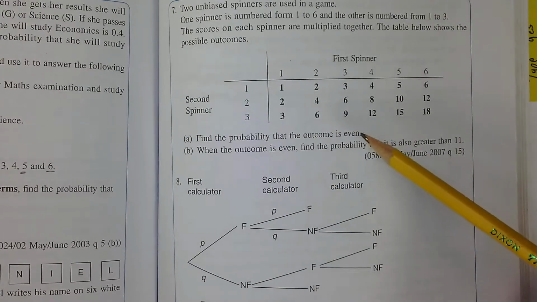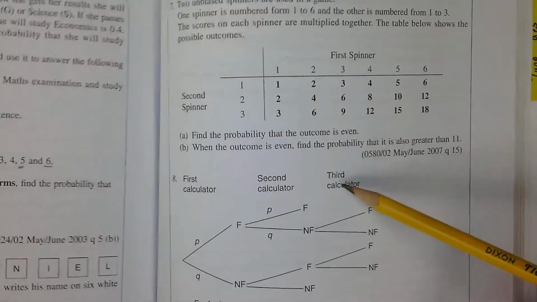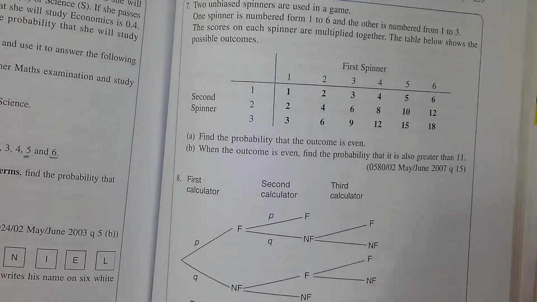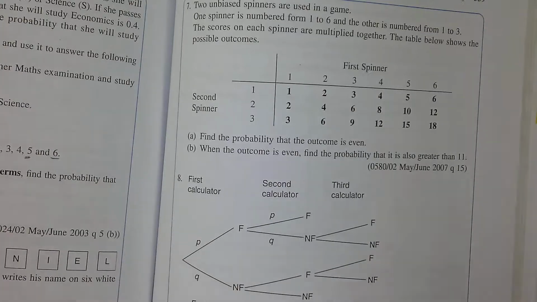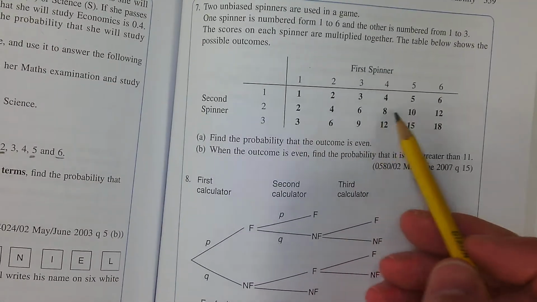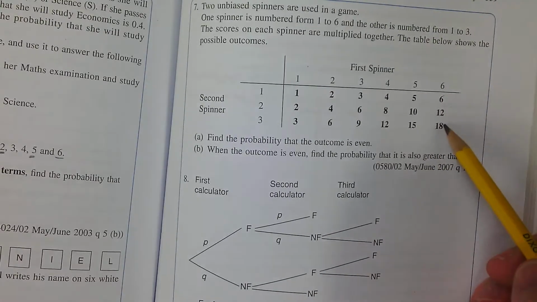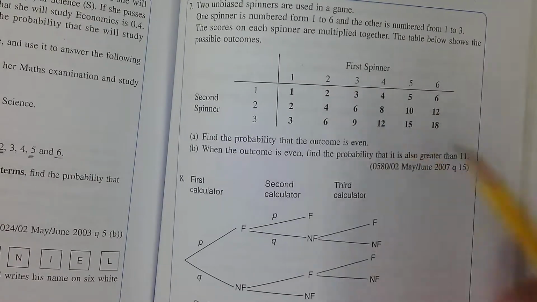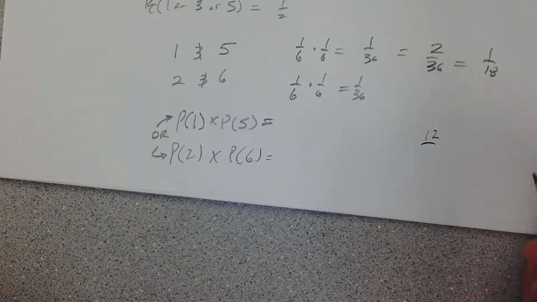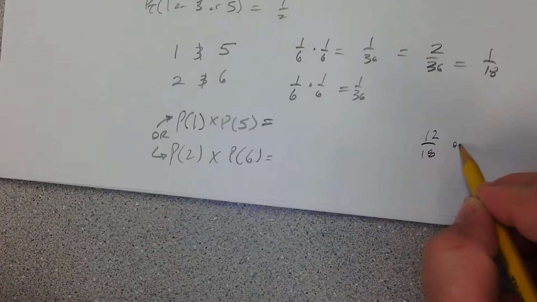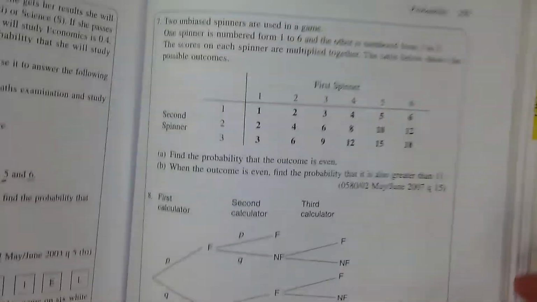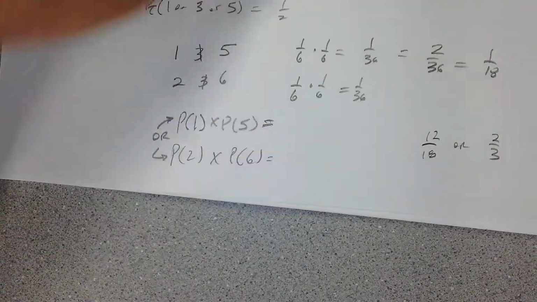So it says, find the probability that the outcome is even. So that's 2, 4, 6, 8, 10, anything divisible by 2. The only thing that's tricky about this is that it is very easy to double count. So we've got all these even numbers here: 1, 2, 3, 4, 5, 6, 7, 8, 9, 10, 11, 12. That's 12 out of 18, or 2/3. Now this one doesn't say to reduce, so either answer would be appropriate.